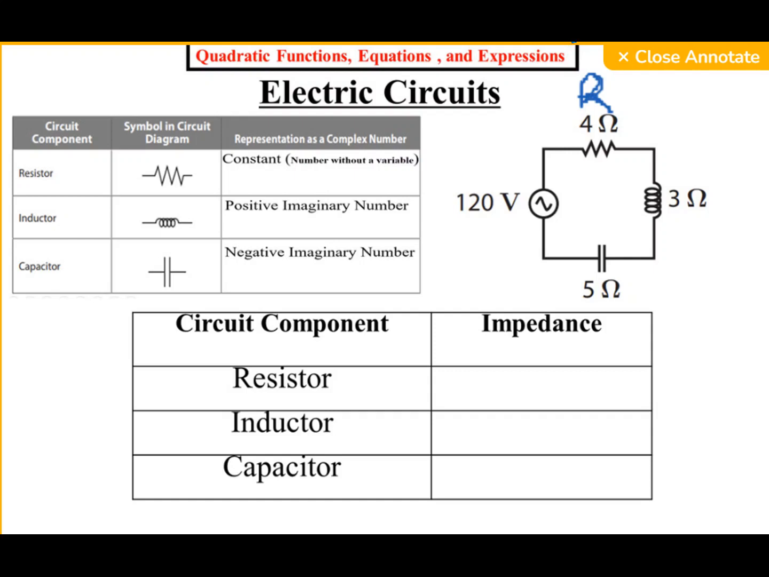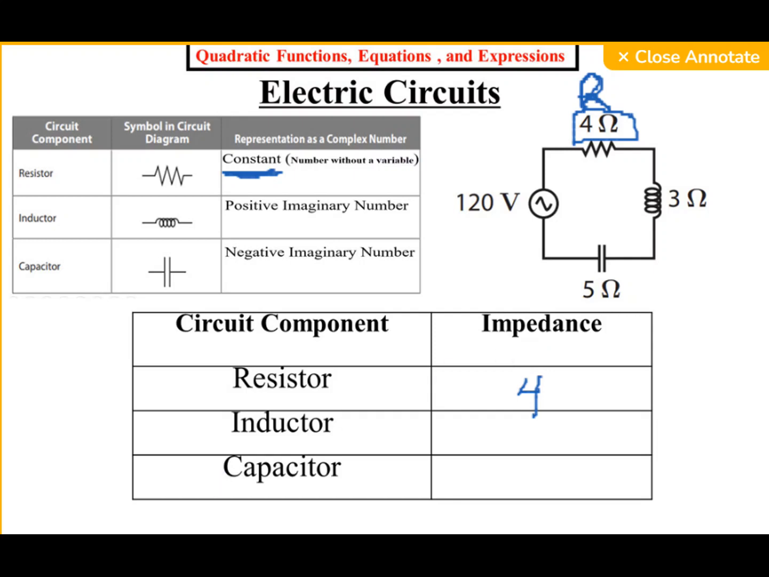There it is. All right, and they give us the impedance. The impedance is 4 ohm. But what did we say that was going to be translated into? A constant, so that would be 4. Fill that in.